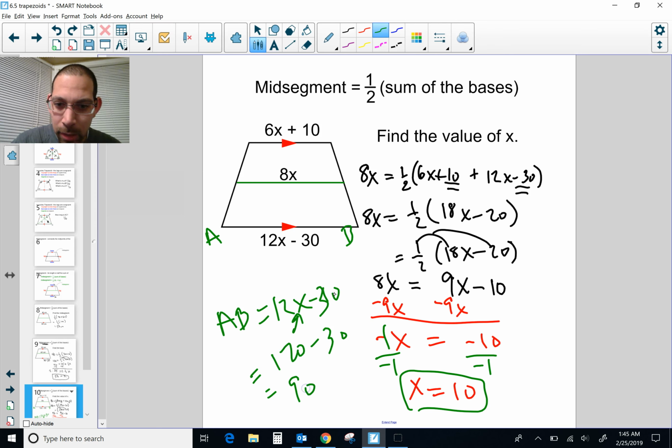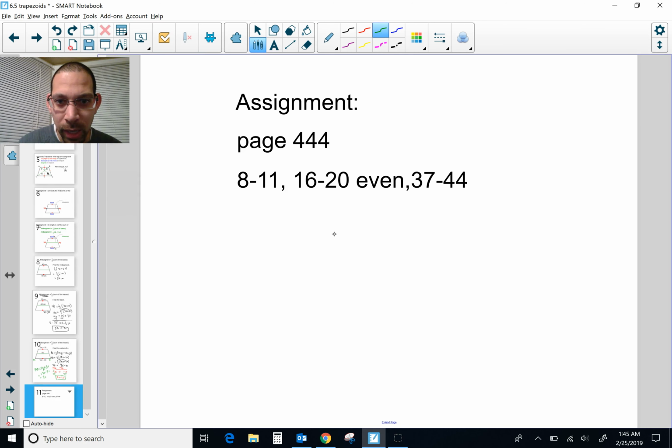So that's the basic idea. Sometimes the question might say find the value of x. Sometimes it might say find a length. Just be careful. Make sure you're actually reading the question and answer it.